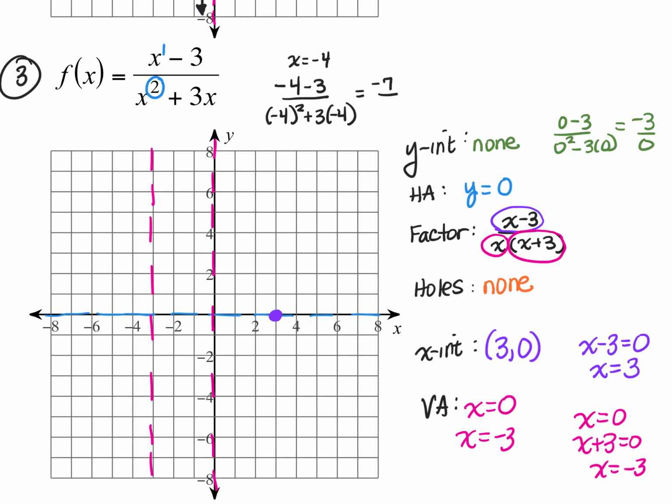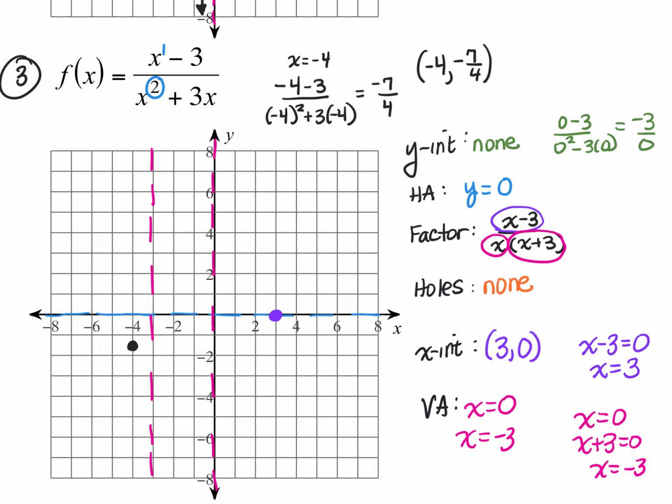So we have negative 7 over 16 minus 12. So 16 minus 12 is 4. So we get a point where x is negative 4 and y is negative 7/4, which is about negative 1 3/4, negative 1.75. So now I have this point, negative 4, negative 1.75. So that's going to be right about here.